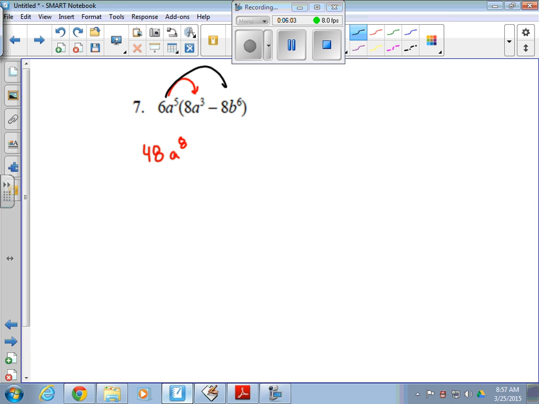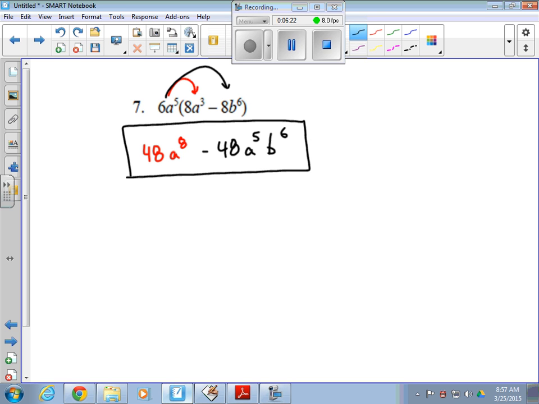6a to the fifth times negative 8b to the sixth. 6 times negative 8 is negative 48. And then you have different bases, a to the fifth and b to the sixth. So you don't add 5 and 6. It's simply a to the fifth, b to the sixth. Now you do not combine these two, 48 and negative 48, and get 0, because one of them is a to the 8th, the other one's a to the 5th, b to the 6th. You leave those simply just like that, separate.